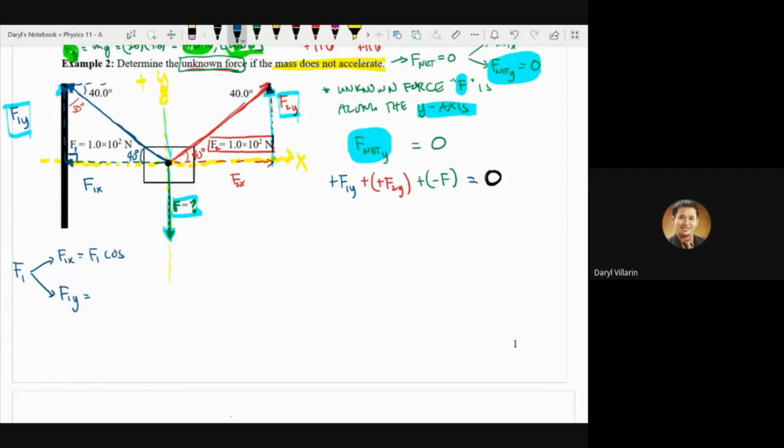Cosine 40 degrees. So that would be F1, which is 1.0 times 10 to the power of 2, multiplied by cosine of 40 degrees. And if you're going to solve for that, let me check the value of this one.